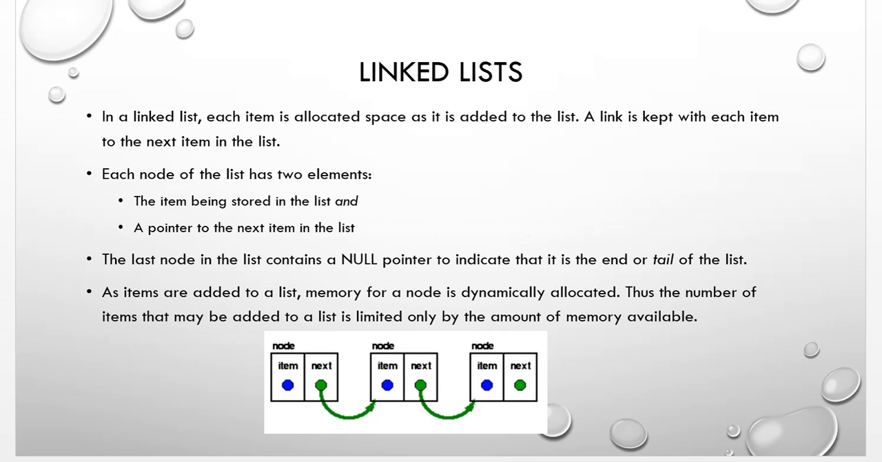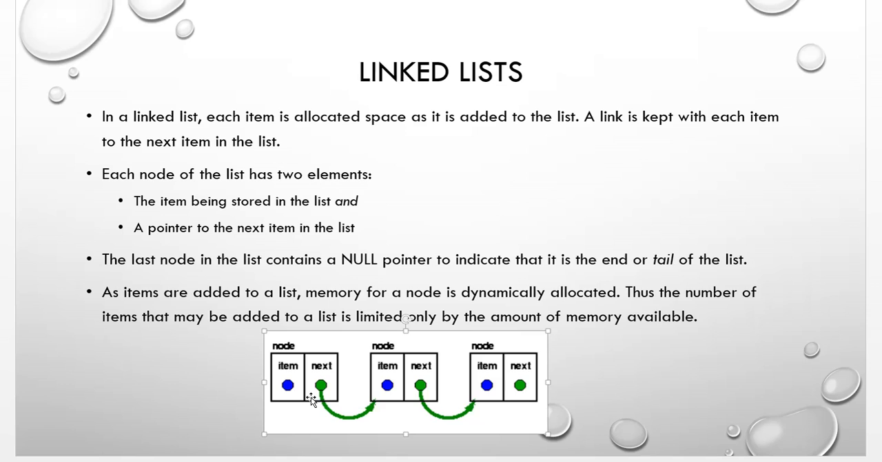So how do linked lists work? In a linked list, each item is allocated space as it is added to the list. So let's say this is the first node. Let's look at this node. When it is added to the list, it occupies a certain space, and then a link is kept with each item to the next item in the list. Now with arrays, you declare, let's say, an array that takes 10 elements. Those 10 elements reserve space for themselves within memory. So they automatically take up the memory they require, and then they release the rest.